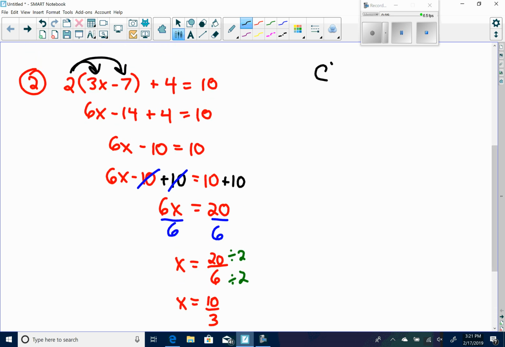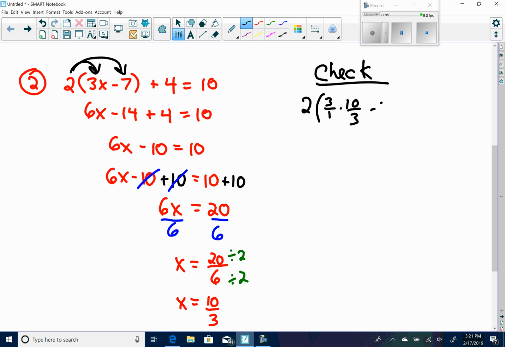So again, I'm going to show my check off to the side. I'm going to have, again, x is 10 thirds. I'm going to have 2 and then 3. Since it's going to be multiplied by the 10 thirds, I'm going to write it as 3 over 1. This goes back to that lesson that I made over real numbers. Rational numbers are any number that can be written as a fraction. So 3 I could turn into 3 over 1, and it's a fraction. Any number over 1 can be written that way.